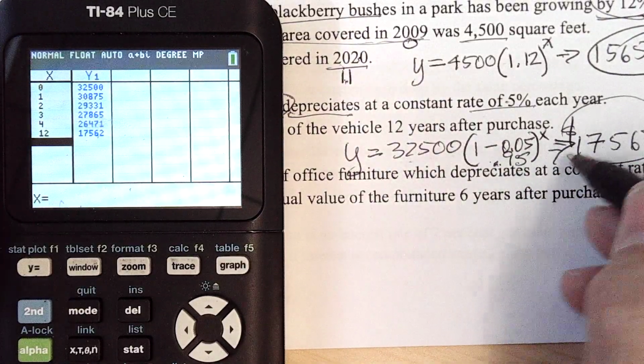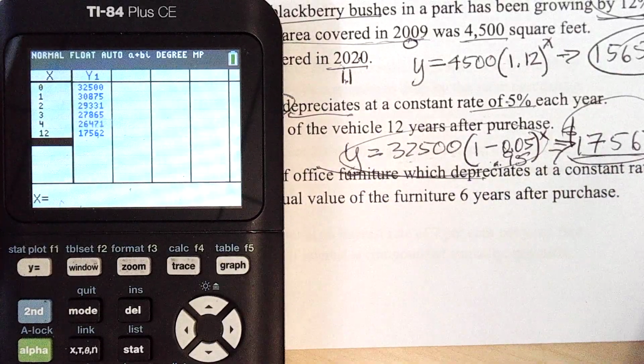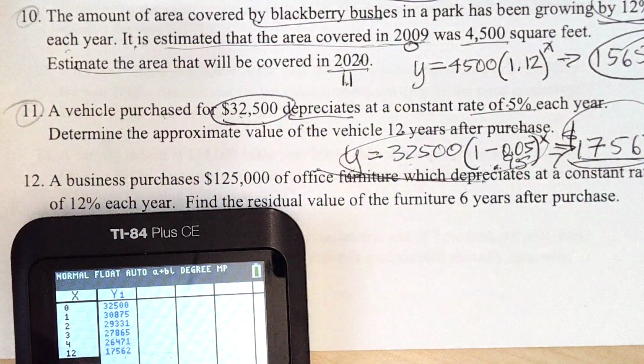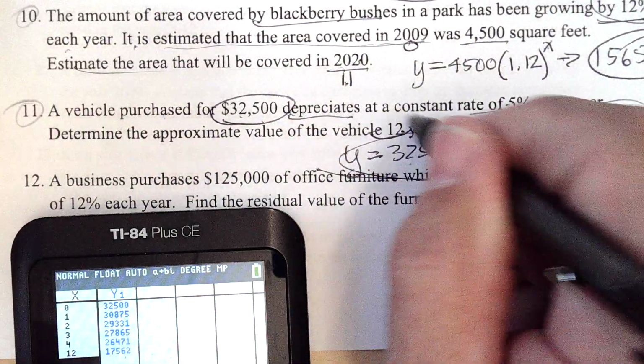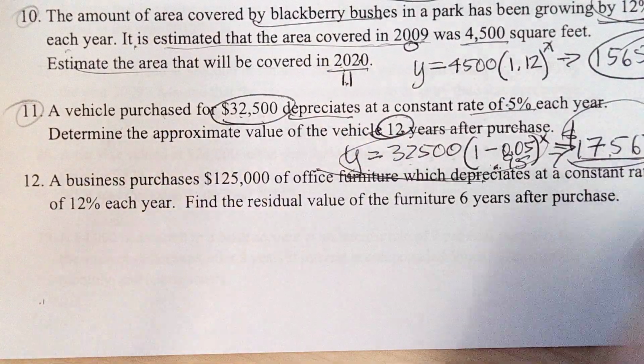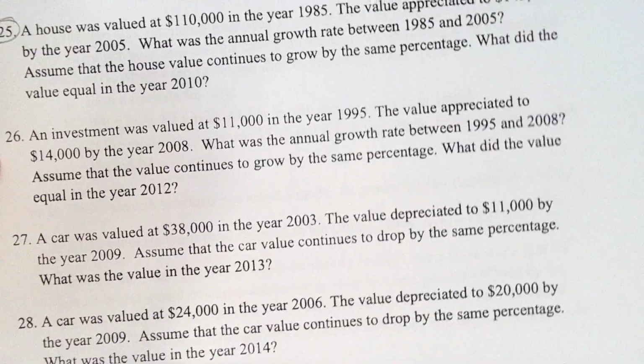After 11 years. This is the model. This is how much it's worth after 11 years. Oh, I'm supposed to do 12 years. Yeah, that's how much after 12 years. I did do 12. Okay. Hope you're starting to get the idea on how these work.